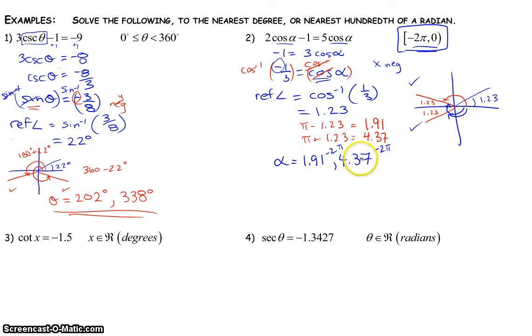But since we've already figured these out, if we just subtract a full rotation, we would have answers that would be within negative 2 pi to 0. So we'll go ahead and do that. 1.91 minus 2 pi is going to be negative 4.37. And 4.37 minus 2 pi is going to be negative 1.91. And there we go. That should be our answer for alpha between negative 2 pi and 0.